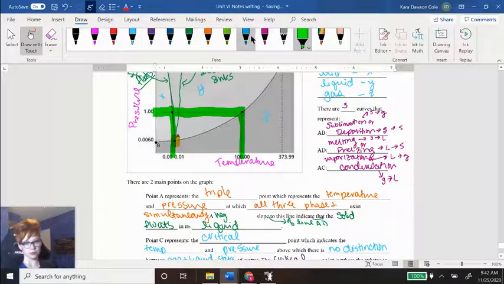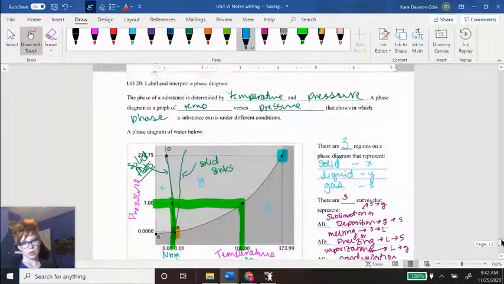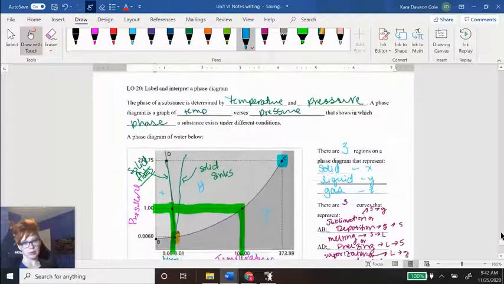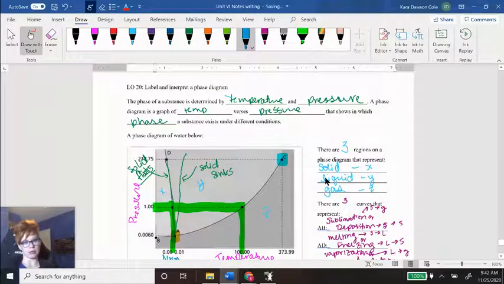So this is my normal melting point, and this is my normal boiling point. So this was learning objective 20, our last learning objective, woohoo, which was to label and interpret a phase diagram.